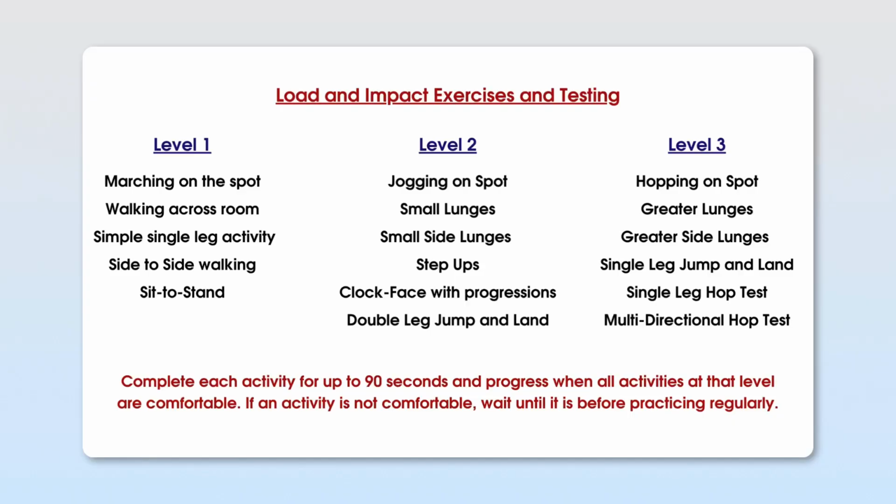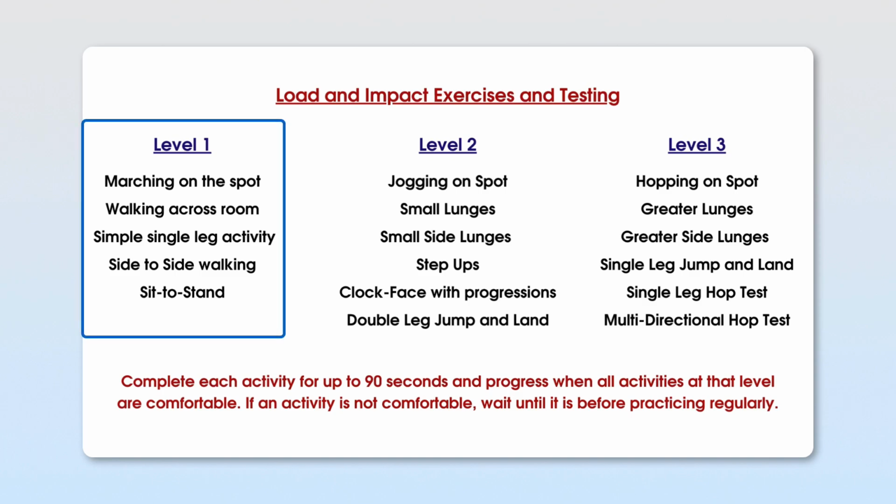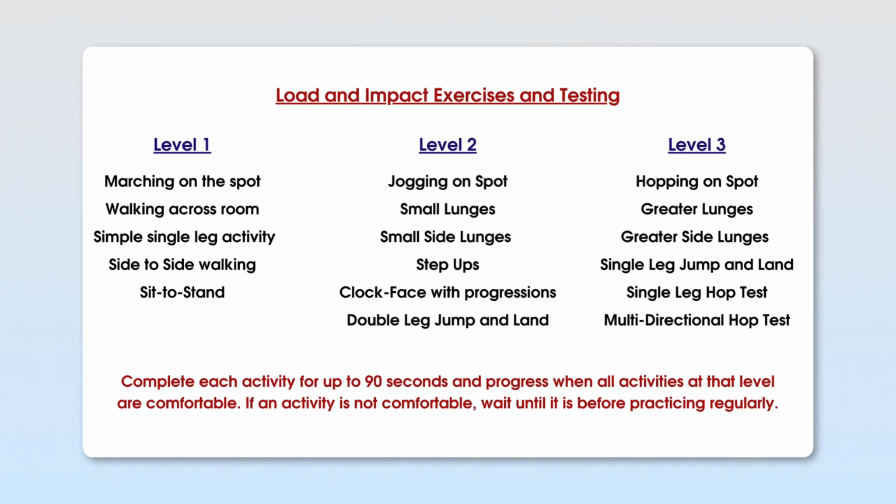So on the screen now you can see a series of exercises that we could use in different levels with our patients with MTSS. Now the idea here is that each of these exercises can also be used as a capacity test. Let me explain. So if we were to start our patient at level 1 with something like marching on the spot or walking across the room, we would want to make sure that they can complete this activity for up to 90 seconds pain-free, and then we can progress them on to different exercises within level 1. So you can see how this becomes a capacity test as well as an exercise, because we're looking at the patient's ability to tolerate the exercise before we move on to future levels.